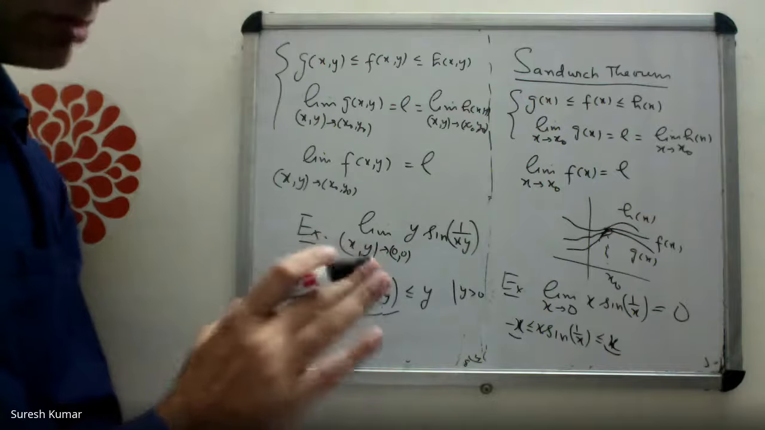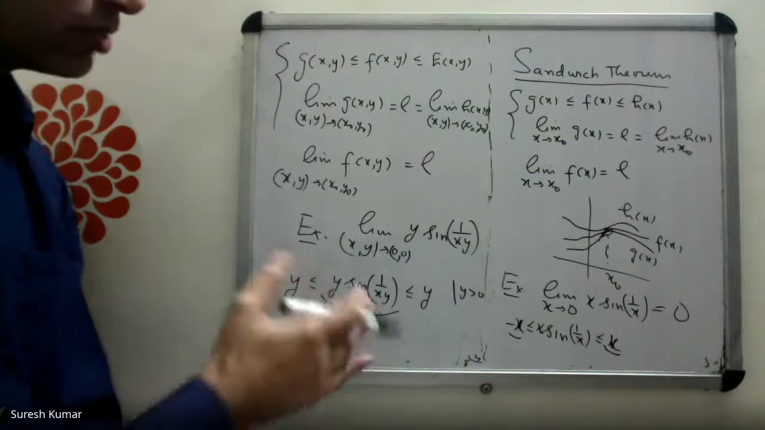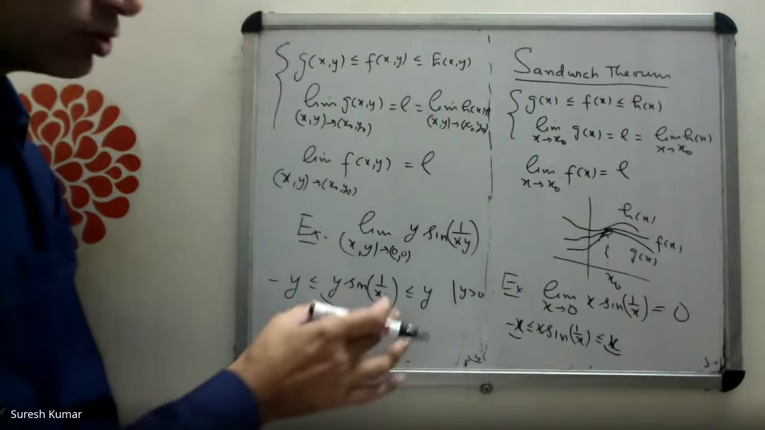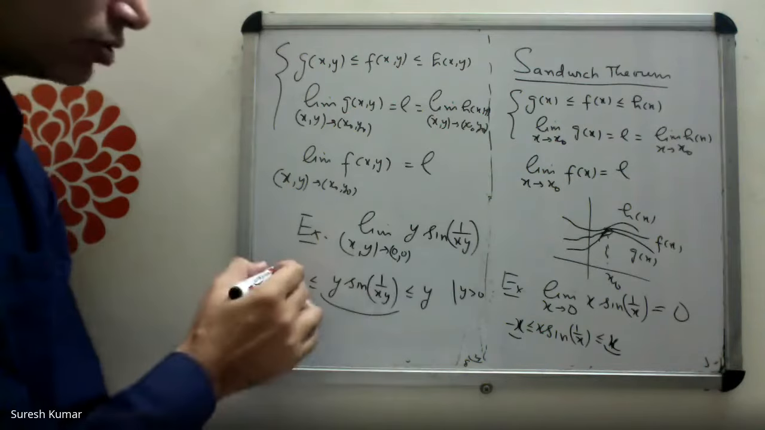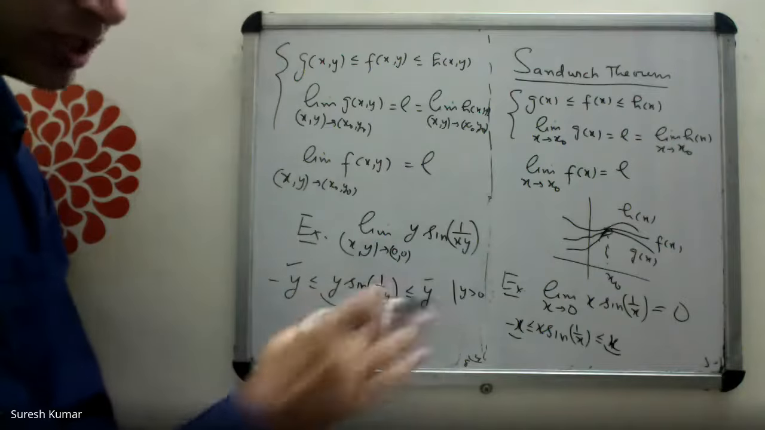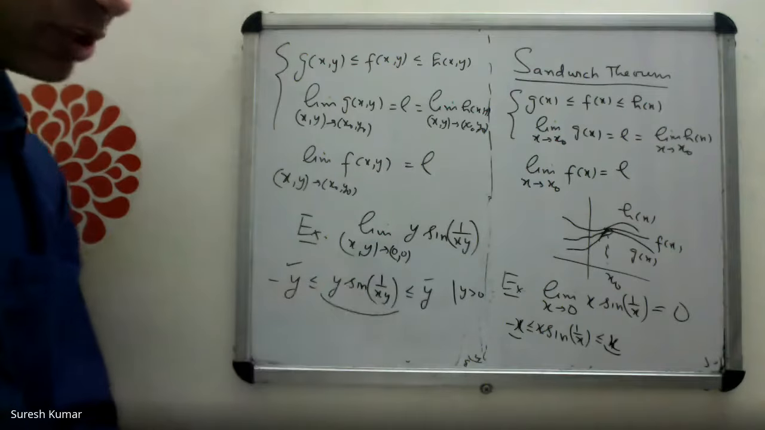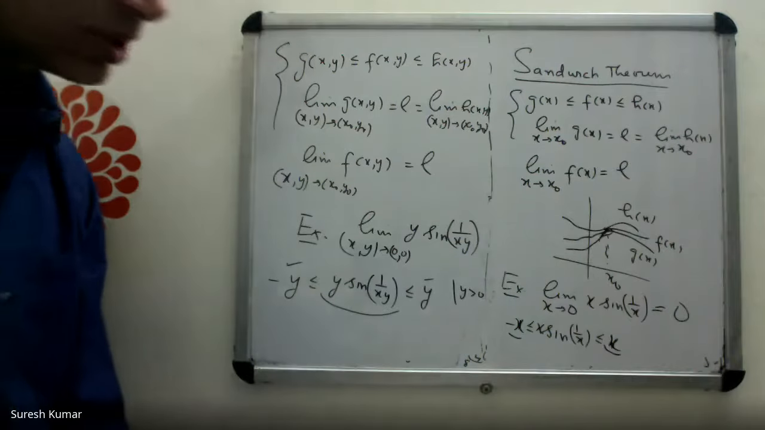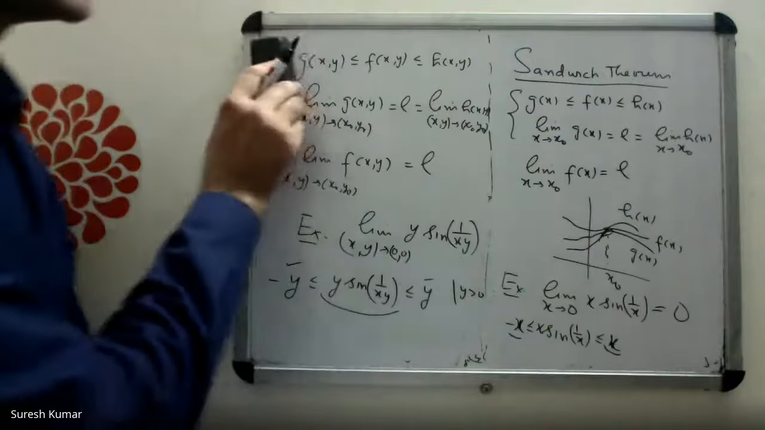Okay, so the main difficulty that may be here while applying the sandwich theorem is that you have to set up this kind of inequality where you know the limit of the extreme functions and that limit should be the same. After that, you can write the limit of the middle function. Okay, so hope you understand the sandwich theorem.